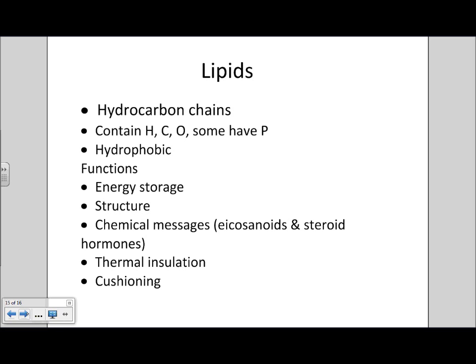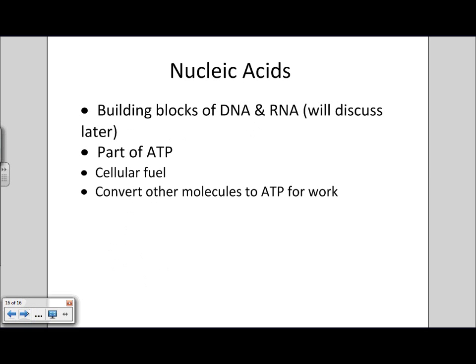I've already mentioned steroids, and talked a little bit about proteins and carbs. So those are lipids. And last but not least, I'm going to talk more about nucleic acids later on in the next chapter when I talk about the cell cycle. Basically, nucleic acids are just the building blocks of DNA and RNA. What they are is basically a combination of a sugar and a phosphate group attached to it.